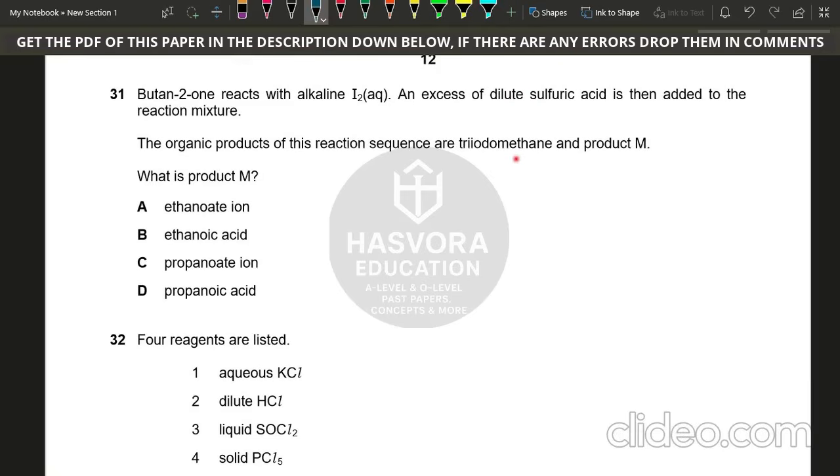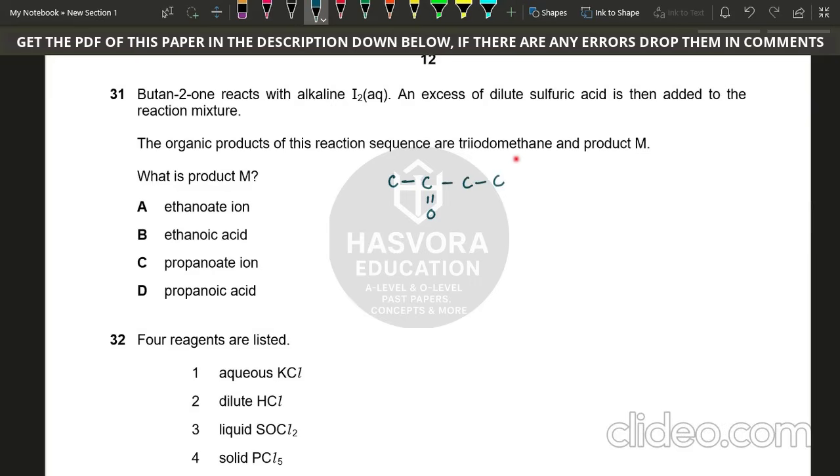Now 31 says, butanone reacts with alkaline I2 and excess of dilute sulfuric acid is added to the reaction mixture. The organic products of this reaction sequence are triiodomethane and product M. So first of all, you have to write what actually happens. Butanone is a 4 carbon ketone, so it is 1, 2, and then we will have a double bond O, C, C.